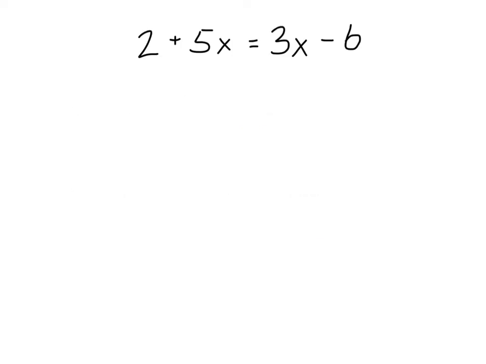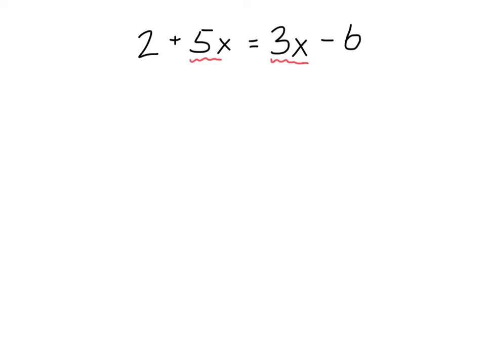So let's look at this first equation. We have 2 plus 5x is equal to 3x minus 6. So remember what I told you to do. We want to move the variables to one side of the equation and the constants to the other side. The way that I like to do it, I like to move the variables, or the numbers with the variables. So we have our 5x, which is a variable term, and we have our 3x as the other variable term. I like to move the variables all to the left side.